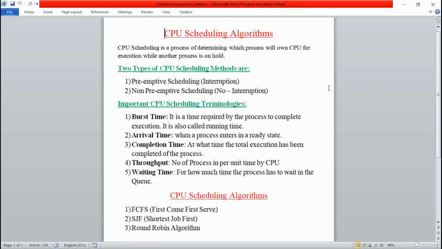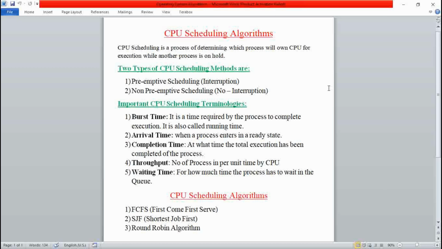Now there are some important CPU scheduling terminologies which you should know while dealing with the numericals of these three algorithms. The first one is burst time. It is the time required by the process to complete execution, the total amount of time taken by the process to complete its execution. It is also called running time.